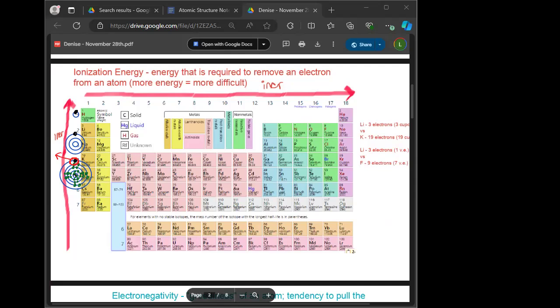Okay, versus imagine, for example, on this top row, the hydrogen, where the valence electron is right next to the nucleus, because there's only one energy level anyway. That would be like being on the first row of the concert, right next to the stage. So imagine how difficult it would be to take somebody away from that. It would take a very, very high amount of energy in order to remove it.